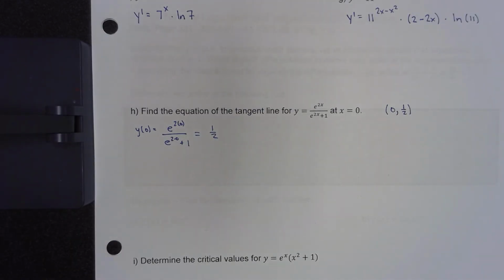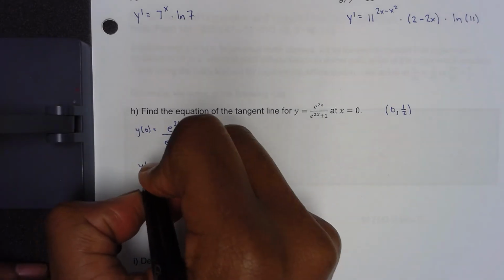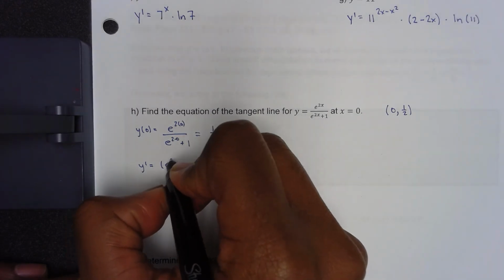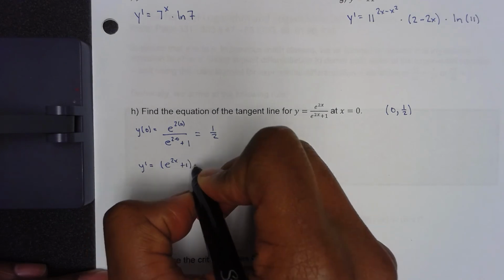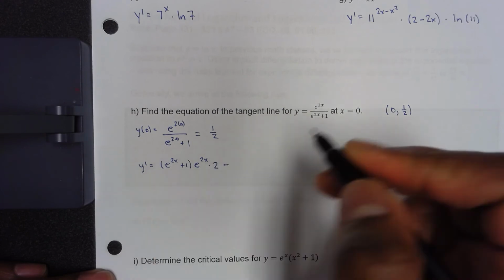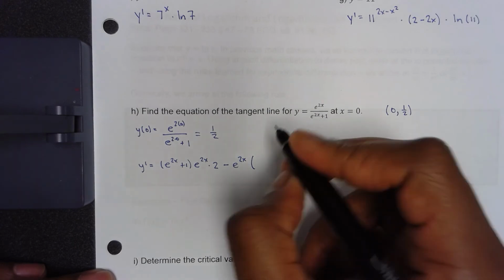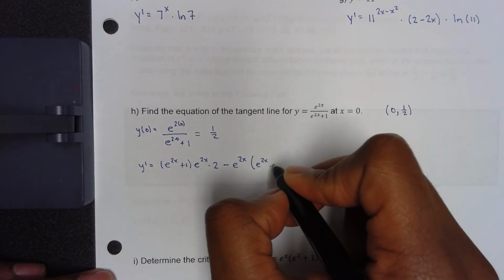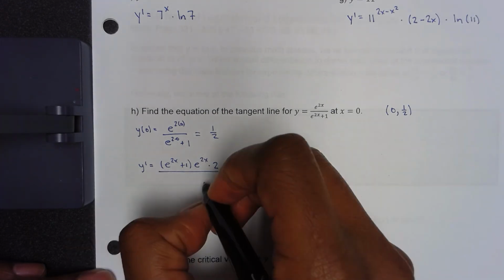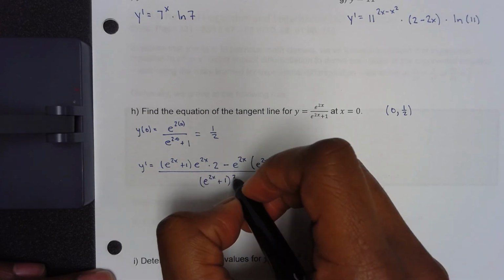The next thing we need to find the equation of the tangent line is the slope. So we will get y prime equals quotient rule again. So low function e to the 2x plus 1 times e to the 2x times 2 minus the high function, which is e to the 2x, times the derivative of the bottom, which is e to the 2x times 2, all divided by e to the 2x plus 1 squared.